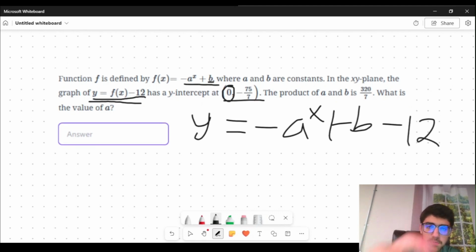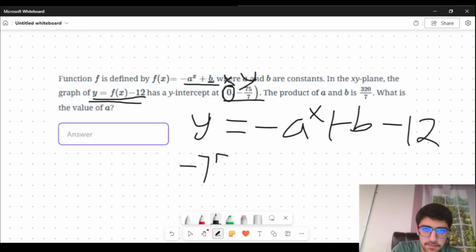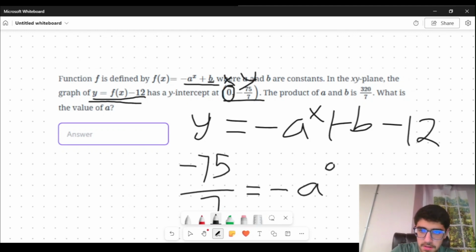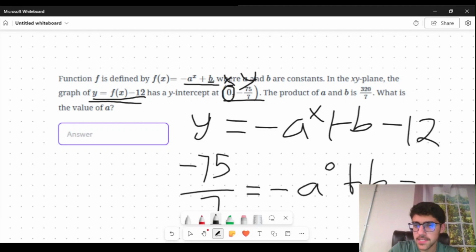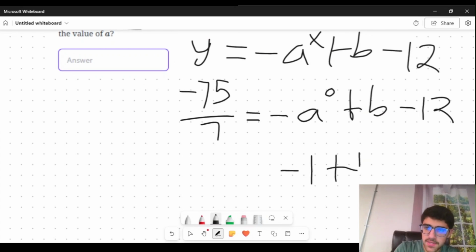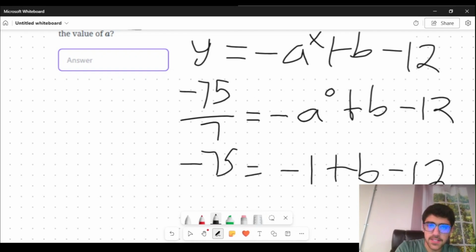So then let us plug in this point, because technically it is a solution to this graph. If it's a solution, we can plug it in. So negative 75 over 7 is equal to negative a to the power of 0 plus b minus 12. Now you see, after they gave us the coordinate, we're able to remove a. a to the power of 0 is 1. 1 times negative 1, you get negative 1 plus b minus 12 equals negative 75 over 7.